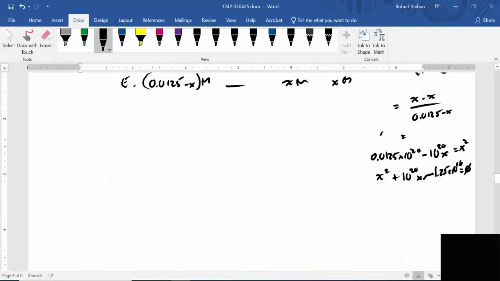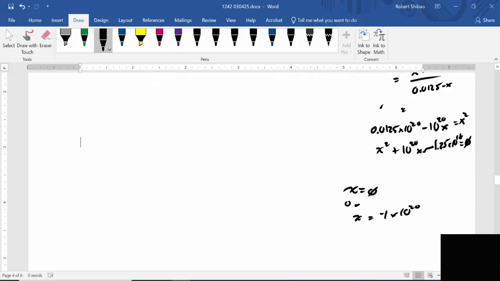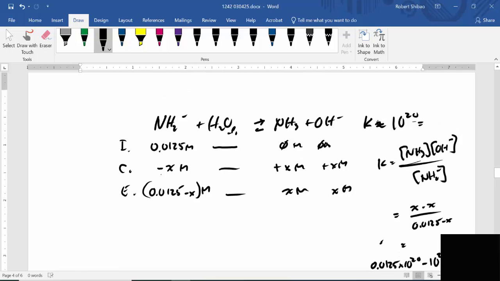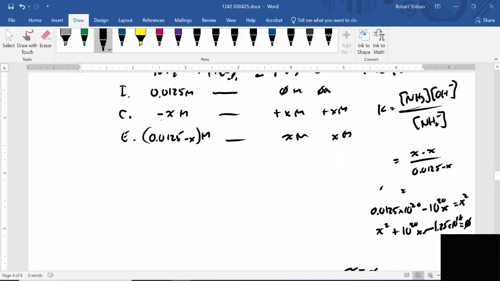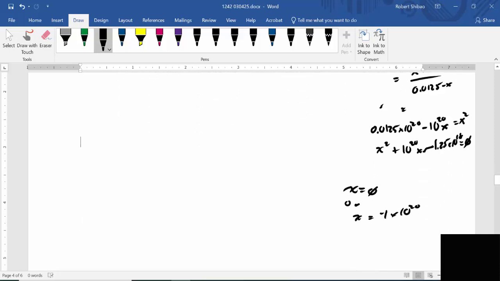And so the two roots for this, X is equal to 0 or X is equal to negative 1 times 10 to the 20th. So which one is it? Actually, there's an error. I must have made a sign error here. But I'm out of time, so we'll complete this next time. My answers don't make sense.